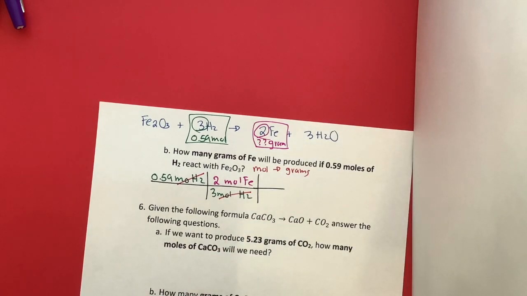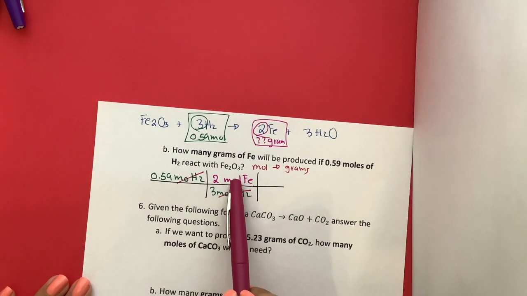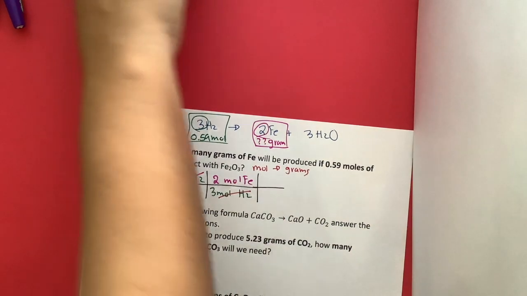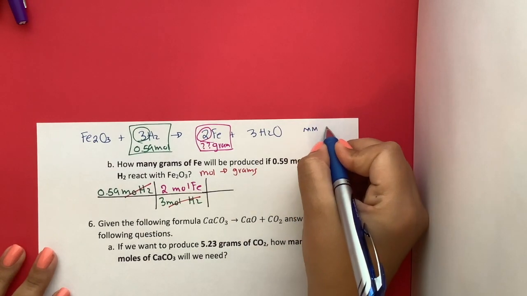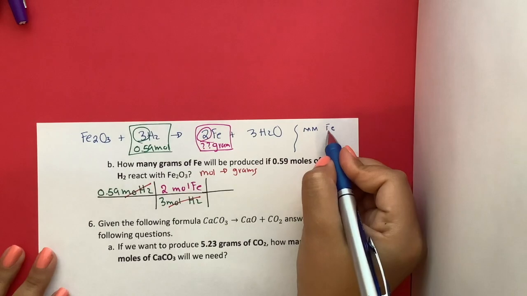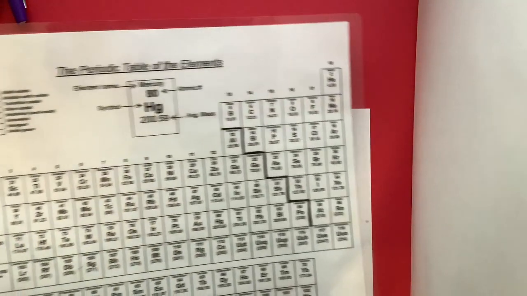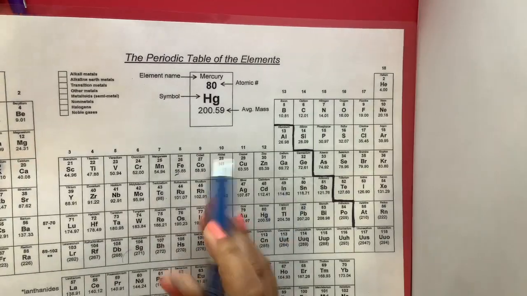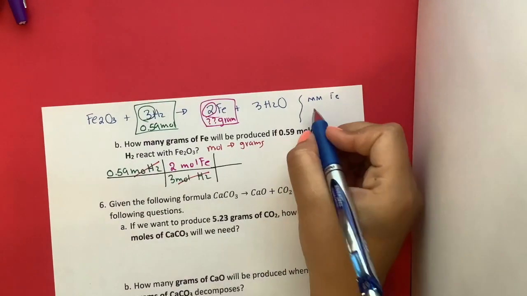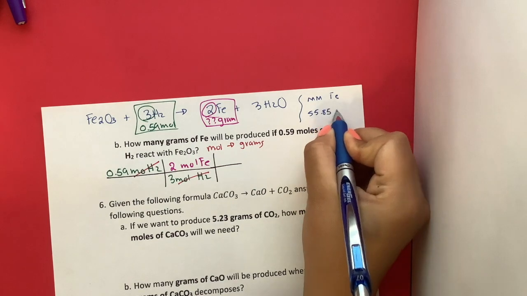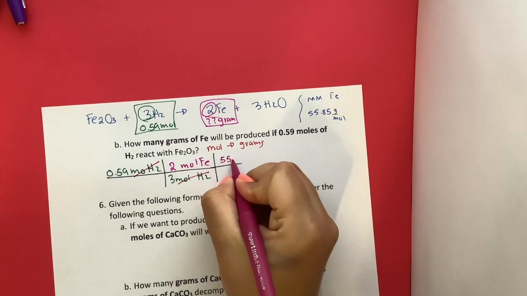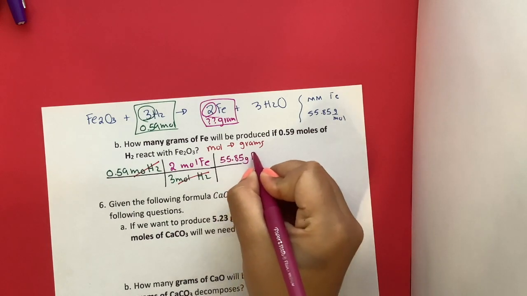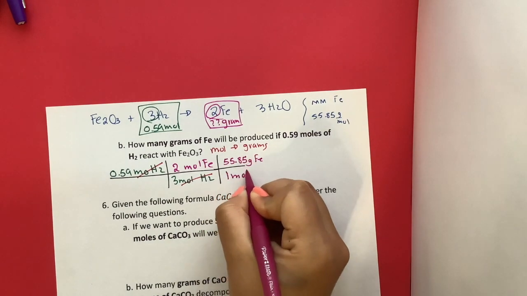So I need to do one more step in which I go from moles of iron to grams of iron, and I do that by looking at the molar mass. I'll do it up here. I need to look for the molar mass of iron. Since I only have one iron, all I need to do is look at the periodic table for iron, 55.85, okay? And that will be 55.85 grams per mole. That's my molar mass. So I'm going to put that number in the top, 55.85 grams of iron for every 1 mole of iron.